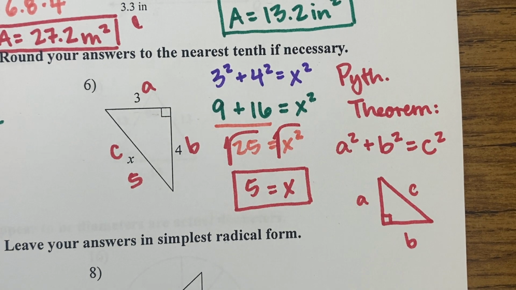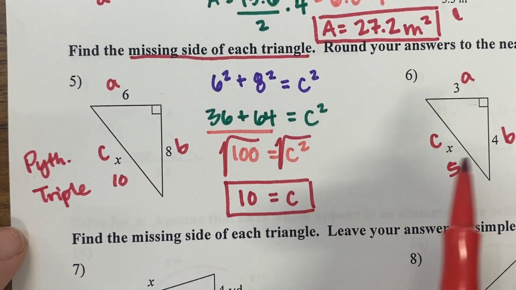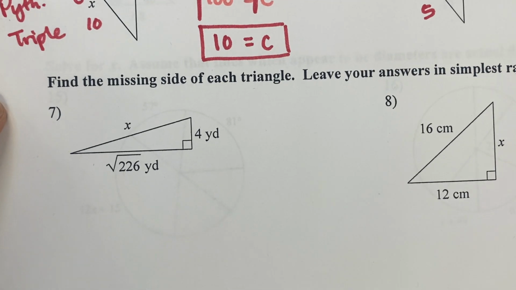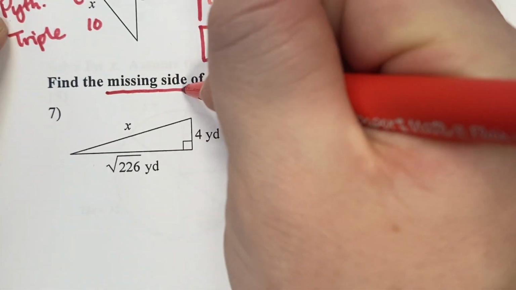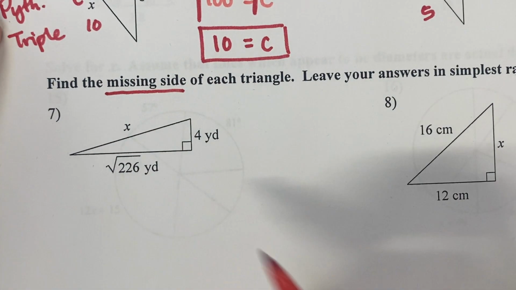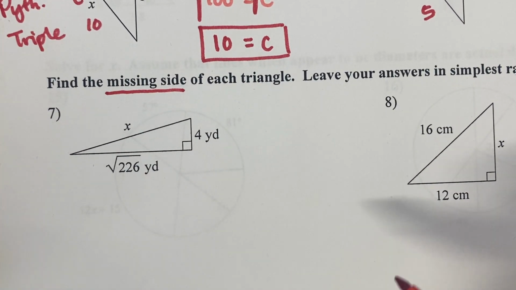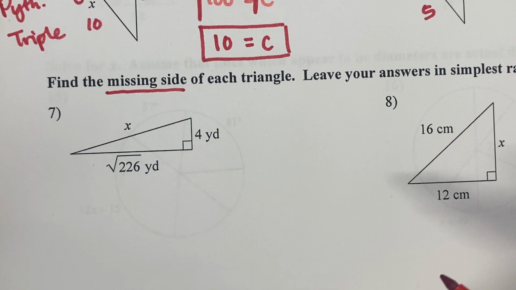Alrighty. Both 5 and 6 were Pythagorean triples. All three sides were nice, pretty whole numbers, but that's not always going to be the case. So we're still trying to find the missing side of the triangle, but notice that they're kind of ugly sides and they might not end so pretty. That's okay. We still have to solve it the exact same way.